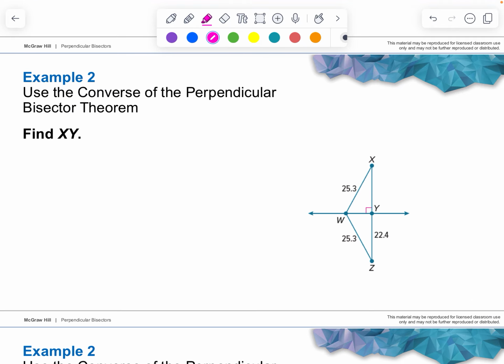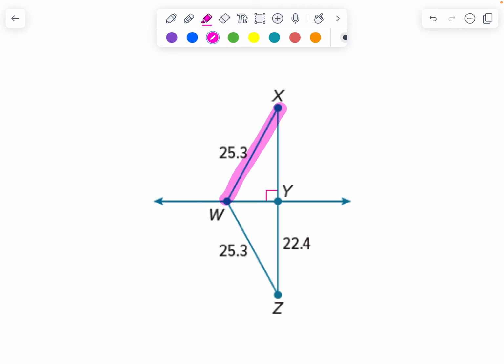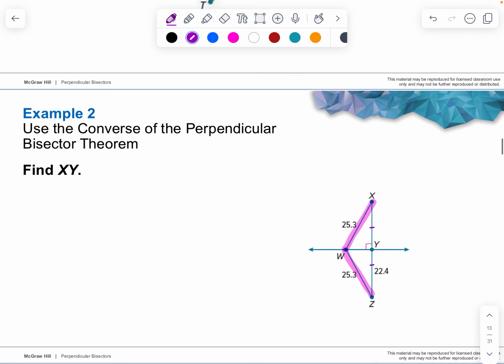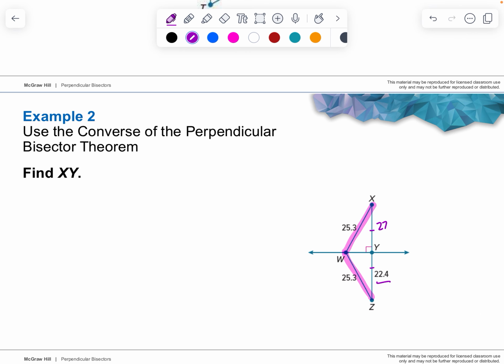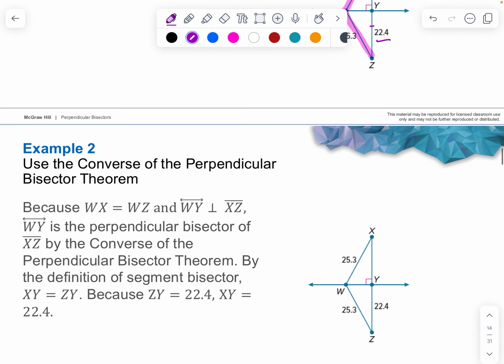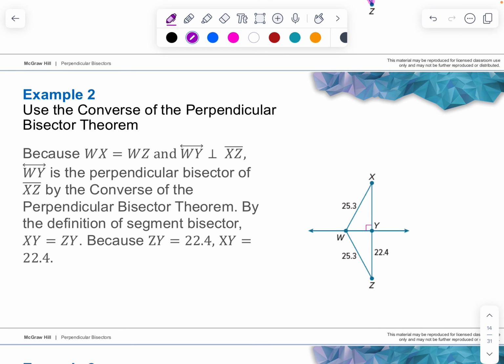Now if we look at this, we can see that WX is equal to WZ, 25.3, and that it's at a 90 degrees. That means that these must be equal as well. And they're asking us how big is XY? Well, if this is 22.4, this must be 22.4 as well. And that's what they're going to tell us down here in words.